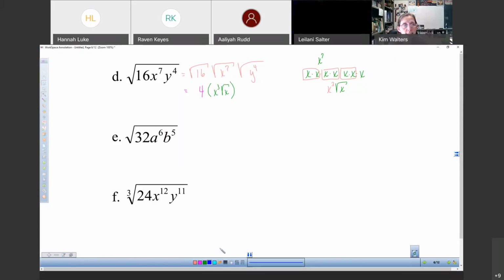So now we're going to do the same thing with this y to the 4th. So y to the 4th is y times y times y times y. And I need to look for 2's of them because I'm talking about a square root. Well, I have 2 pairs of y's, so y to the 2nd, and I have no y's left. So there's nothing left under my radical, right? So the square root of y to the 4th is going to become y squared.